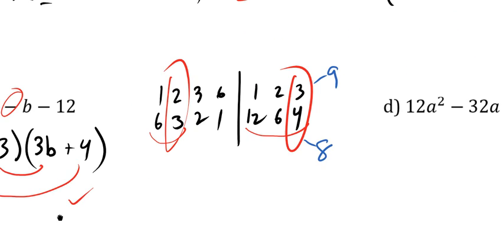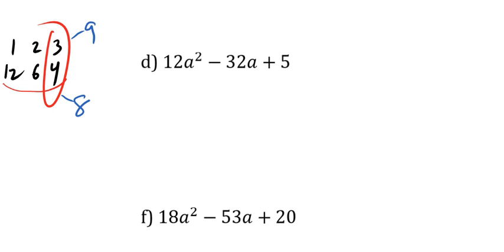Okay, here we go. Your first chance to try one on your own. You're going to start by writing out the factors in the right order. Make sure you get them all. And then start looking for a sum of 32.